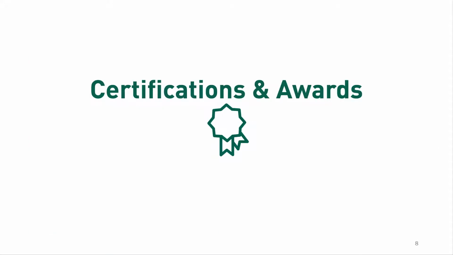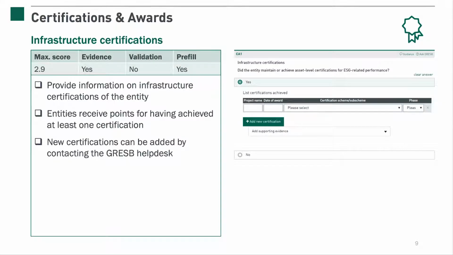The last aspect in the performance component is Certification and Awards. The first indicator covers infrastructure certifications. It is pre-filled, so if an entity has reported a certification to GRESB in an earlier reporting period, it will be listed here. New certification standards may be added by contacting the GRESB Help Desk. The entity will obtain a score for having achieved at least one certification.